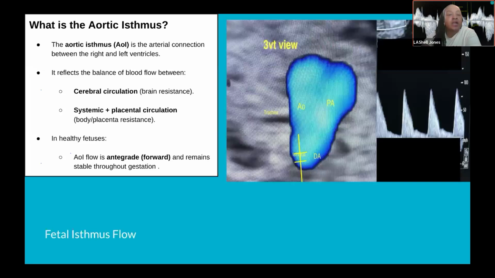Okay, now with the aortic isthmus, fetal isthmus flow, you want to assess it as seen here. The best view is with the 3-vessel trachea view. This one in particular will reflect the balance of blood flow between the cerebral circulation, systemic, and placental circulation. Now in healthy fetuses, you have normal antegrade flow, and that should remain stable throughout gestation. Okay, and then here's a normal waveform of the aortic isthmus.